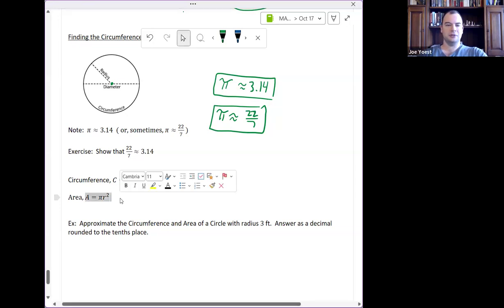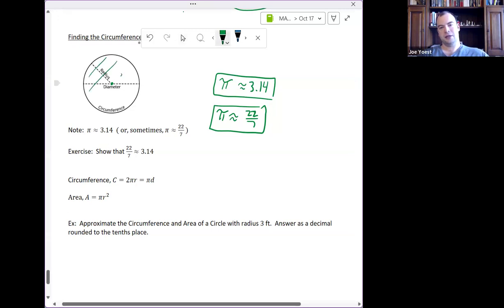And the area of the circle is pi r squared. The area, this whole area on the inside here, is pi times the square of the radius.